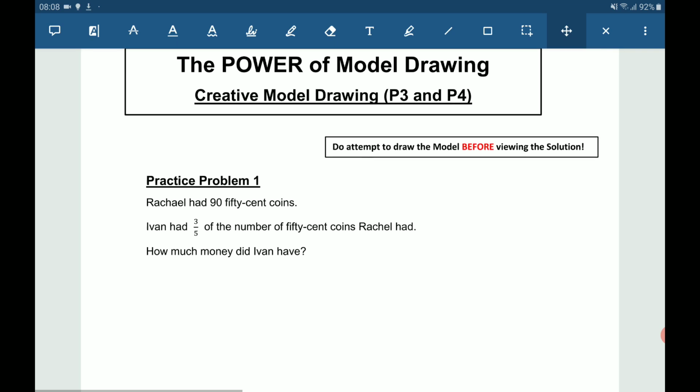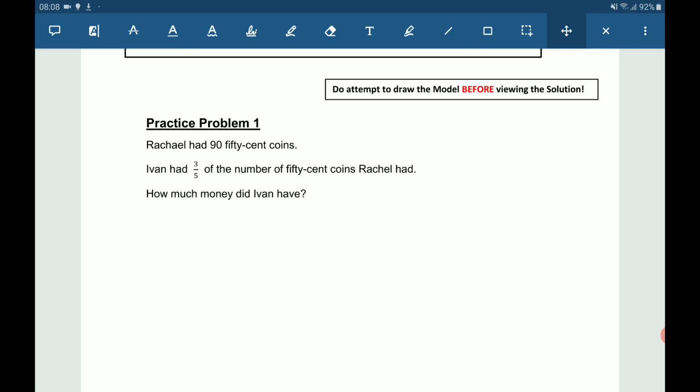Like for example, if you look at problem 1, Rachel had 90 50-cent coins. So I will highlight the names and the number of 50-cent coins. Then there's a fraction. Ivan had 3/5, and I will do arrow pointing. So why do I do arrow pointing? Because it helps me to draw the model later. And then, how much money did Ivan have?